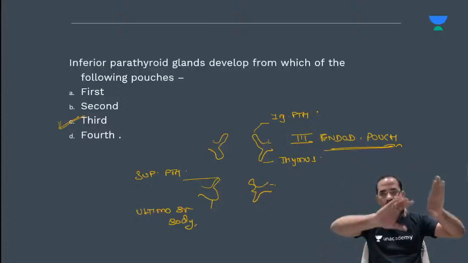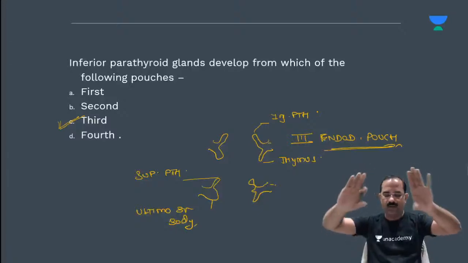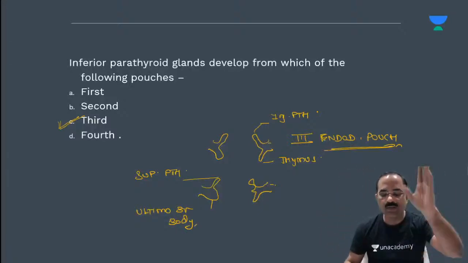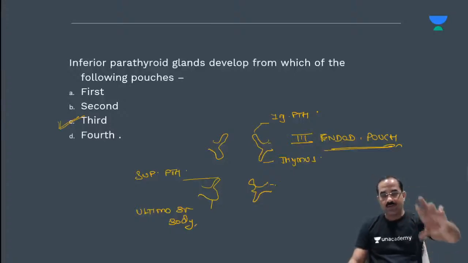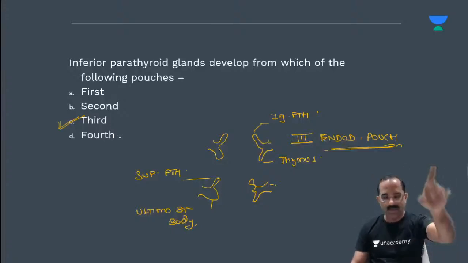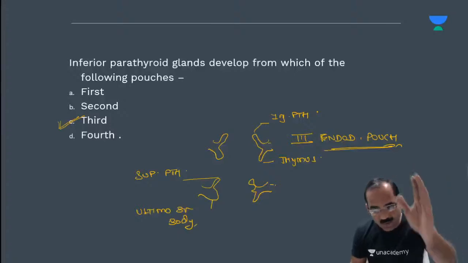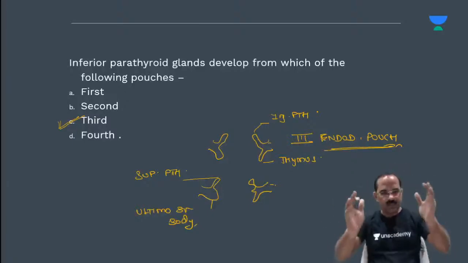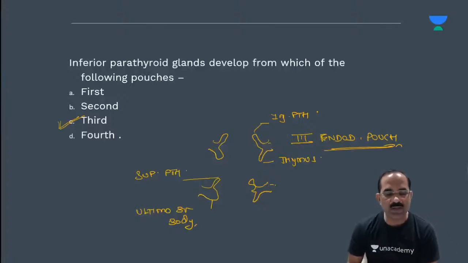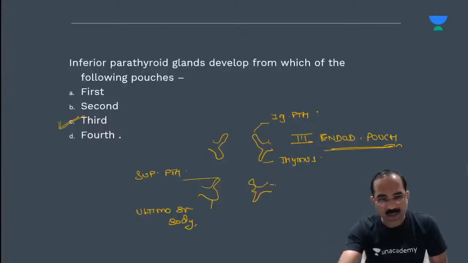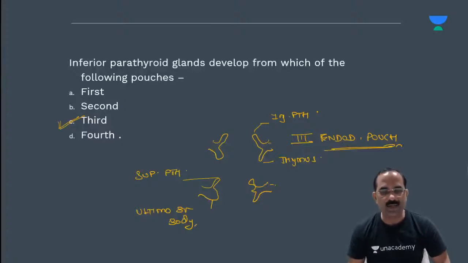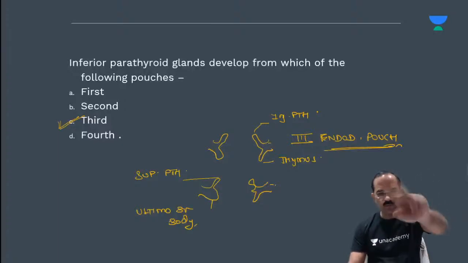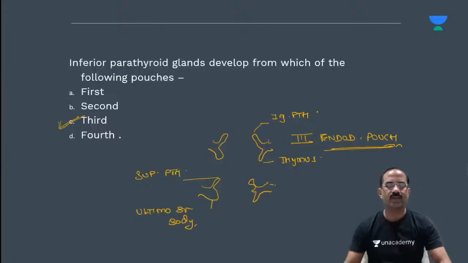If an MCQ asks what the parafollicular C cells of thyroid are derived from, your first answer would be neural crest cells. If that is not in the options, take the answer as ultimobranchial body. Suppose both of them are in the options, you take the answer as neural crest cells. Am I clear to all of you? Be very clear.